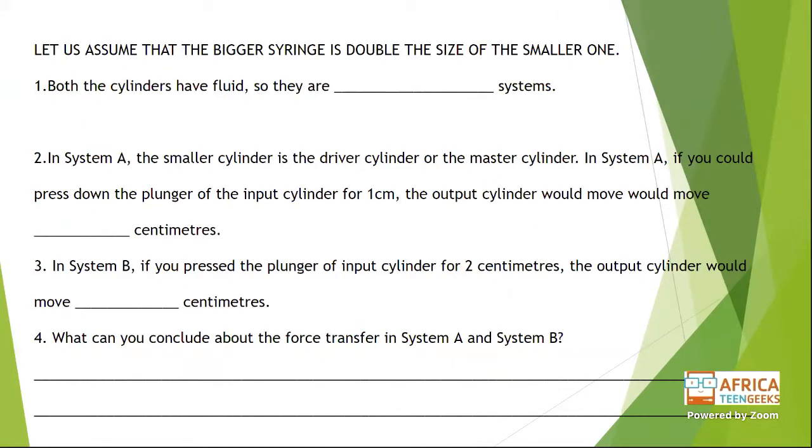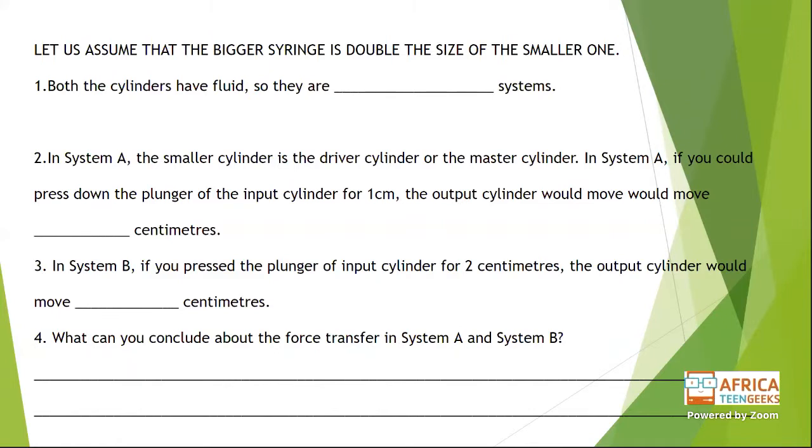Now, think about this and jot it down so that you can reason around these hydraulic systems that are demonstrated in system A and system B. Both the cylinders have fluid, so jot down your answer. Right, number two, in system A, the smaller cylinder is the driver cylinder or the master cylinder. In system A, you could press down the plunger. You saw the plungers, I showed you what the plungers are. If you press down the plunger of the input cylinder for 1 centimeter, the output cylinder would move how many centimeters?